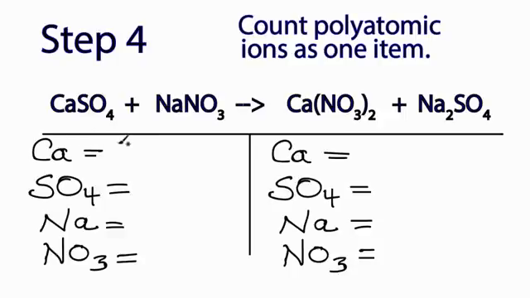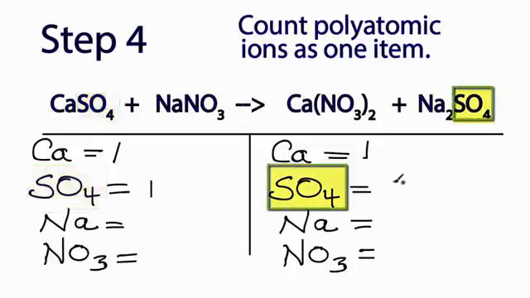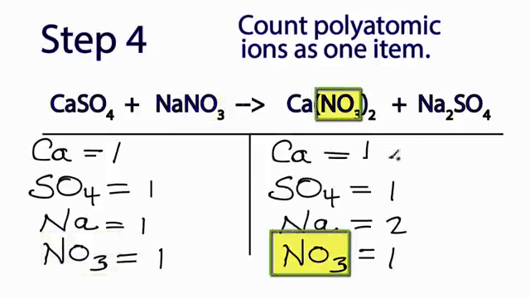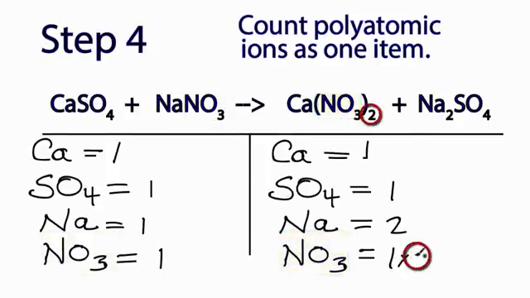You can see I have 1 calcium here, 1 calcium over here, and then I wrote the entire SO4 as one thing. And I have 1 of those here, and over here I have 1 SO4, Na's, 1, 2 Na's on this side, and over here 1 NO3, and I have 1 NO3, but that 2 on the outside means I have 2 of them. So I have 2 NO3s.